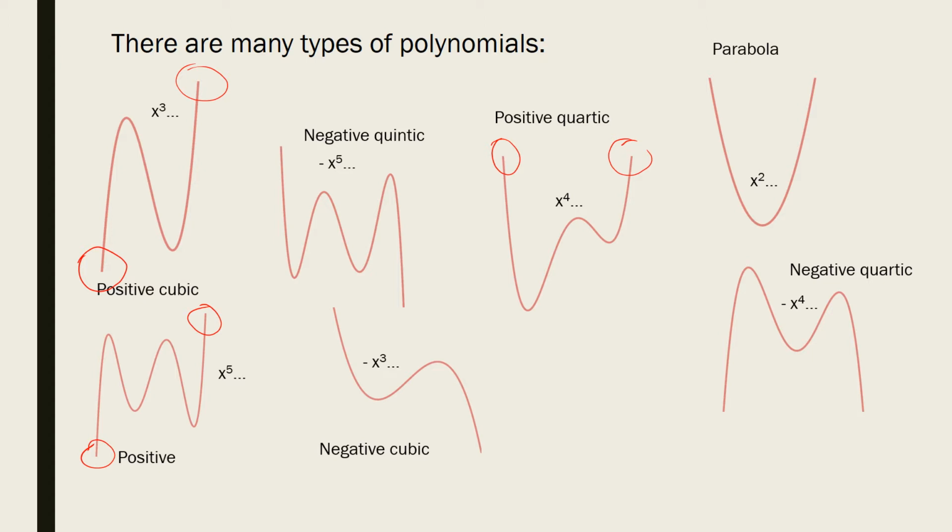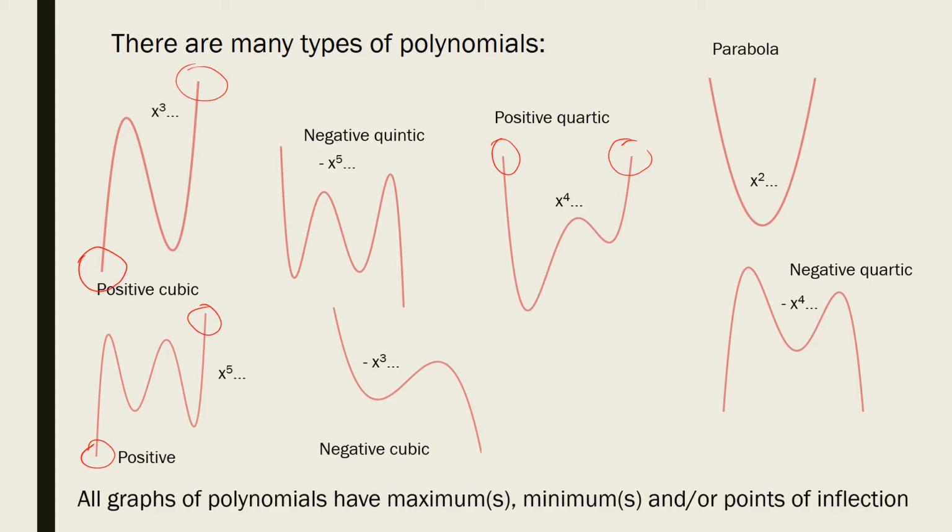But what we do notice about all of these graphs is that they've all got at least one maximum or minimum, and sometimes more than one, and or some points of inflection.